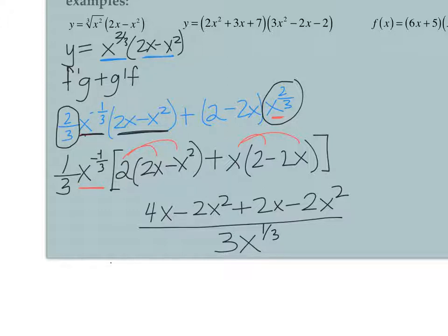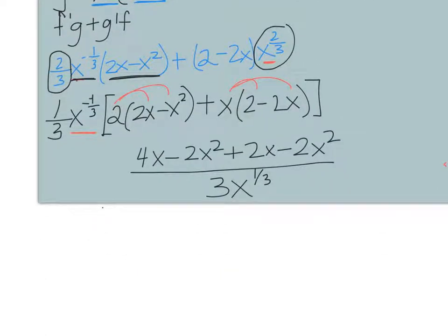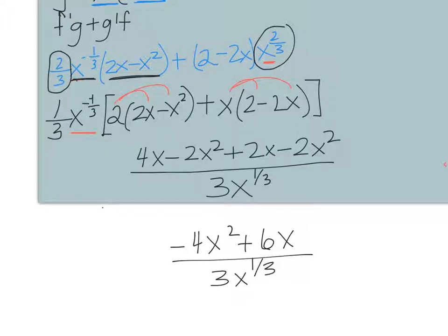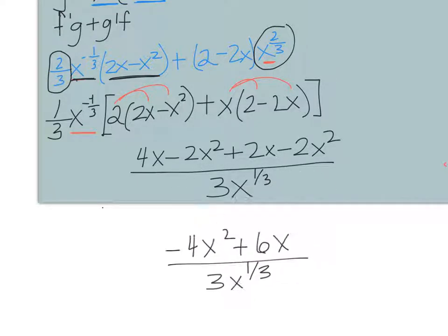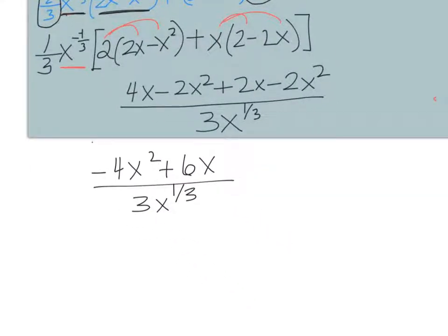Now we should simplify the top part. So we end up with negative 4x squared plus 6x over 3x to the 1/3. Now there is something more you could do if you realized that you could. Here, the top, what could factor out of the top? 2x, so I could do that. If I pull out a 2x, or even negative 2x, I get 2x plus minus 3.